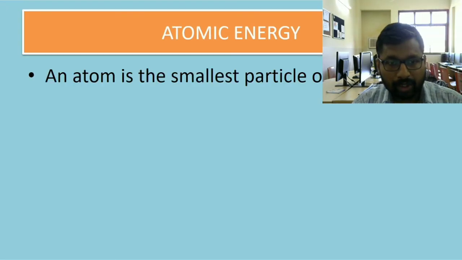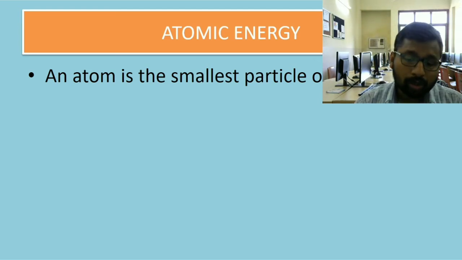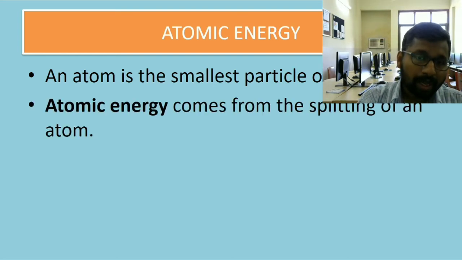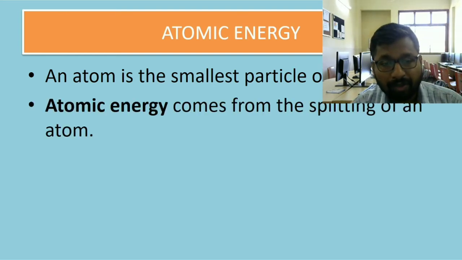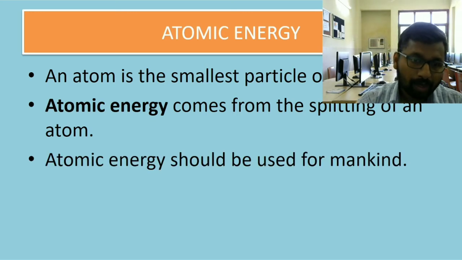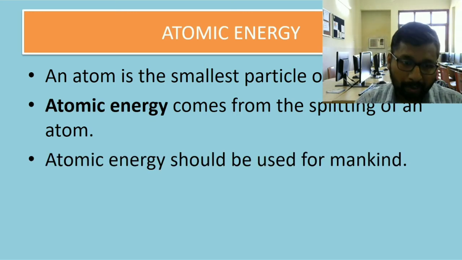Then comes atomic energy. An atom is the smallest particle of matter. It is so small that you cannot see it with your eyes, not even with a microscope. Atomic energy comes from the splitting of an atom. Whenever an atom splits into two parts, we get atomic energy. Atomic energy should be used for mankind.